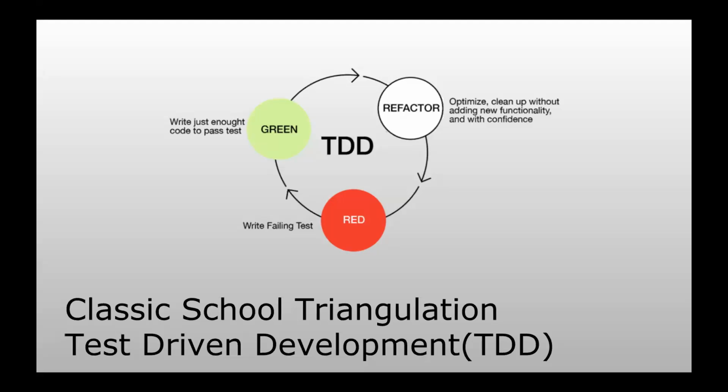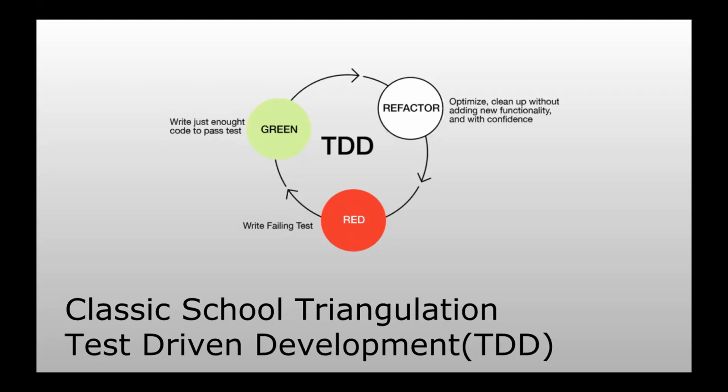So basically, this is the classic school triangulation, a classic school of thought. There are two thoughts: one is the classic school, and one is the London school. What the classic school says is you should not write code that is beyond the problem statement. So write enough code to pass your test, right? Now, where does your design start?